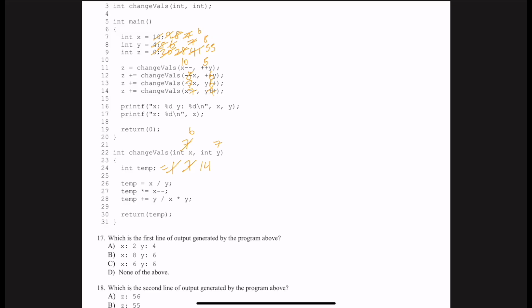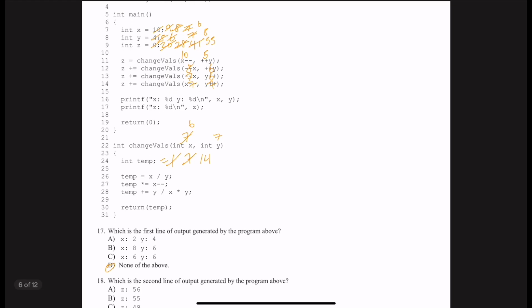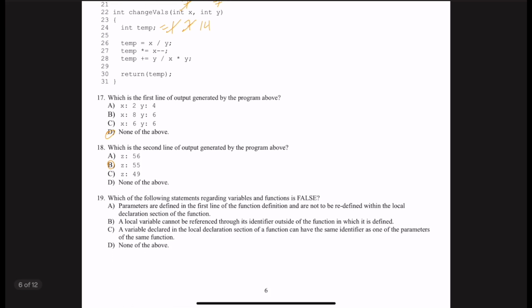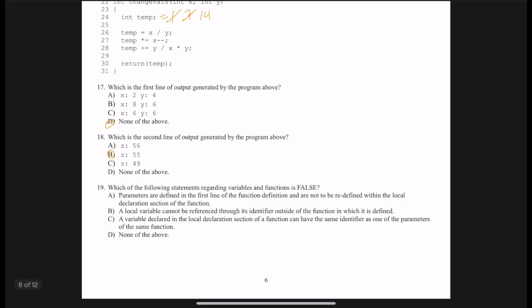So our first answer for 17 is going to be D, none of the above. And for 18, it's going to be B, 55. Now move on to question 19. Which of the following statements regarding variables and functions is false?